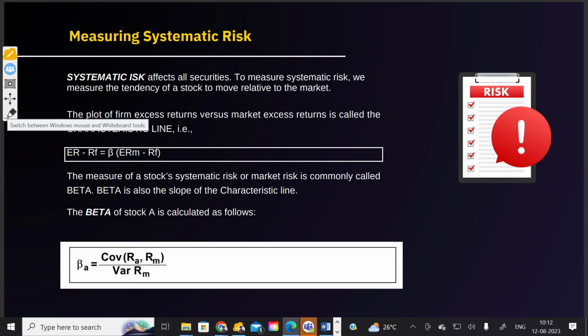Then the calculation part for measuring systematic risk, I'll take it later on because I haven't prepared the examples for it, but I'll take it separately. Measuring systematic risk affects all securities. To measure systematic risk, we measure the tendency of a stock to move relative to the market. The plot of firm excess return versus market excess return is called the characteristic line.